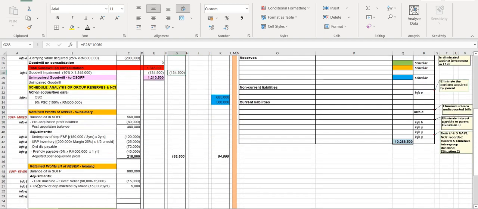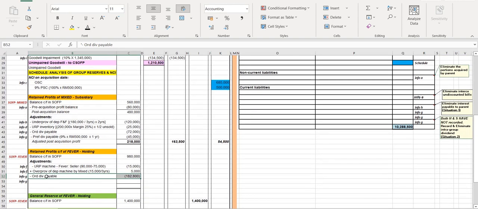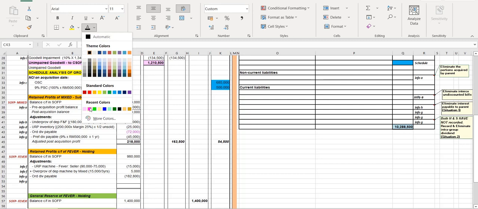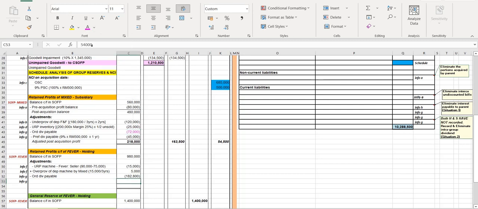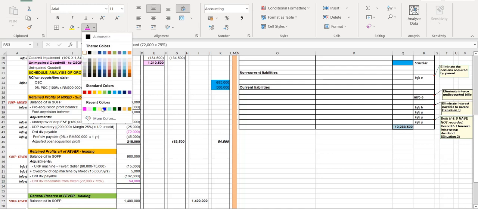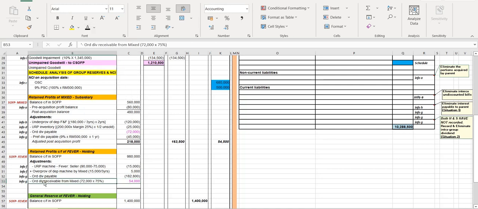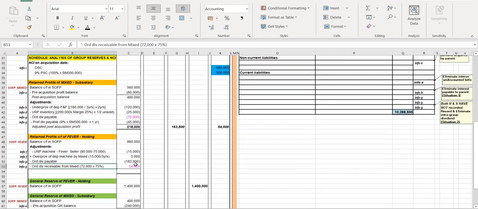Okay, done with that. So let's look at information G that relates to dividend. Remember, that was just for the parent. Dividend payable, this one was given in the question. You don't have to calculate. So we debit just now retained profit of FAR. And another item here is because when subsidiary declared earlier 72, parent will have a share of how much? 75%. That would be the case here from mix. So this is the case.